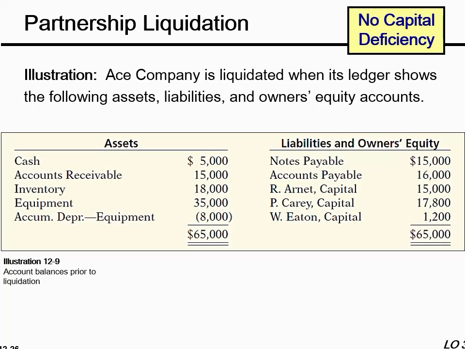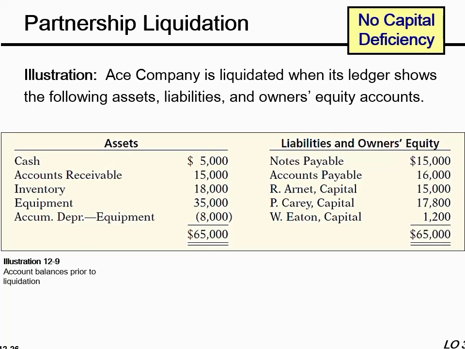So moving on towards the first case, which is no capital deficiency. I have a different data set for this learning objective. Now the Sarah and Ray example is over. This is a new example. Ace Company is liquidated when its ledger shows the following assets, liabilities, and owners' equity accounts.